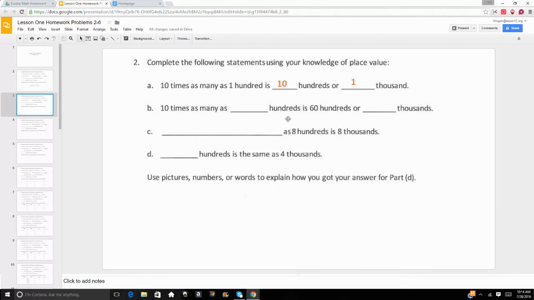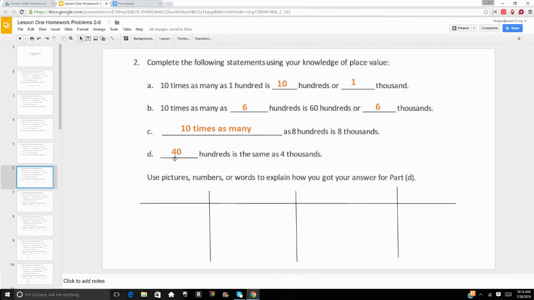10 times as many how many hundreds is 60 hundreds. Well, that's our clue right there. So 6 hundreds is 60 hundreds or 6,000. So 10 times 6 hundreds is 60 because 10 times 6 is 60. So it's kind of going backwards, dividing by 10. And 10 times as many as 800s is 8,000s, because that would give us 80 hundreds.